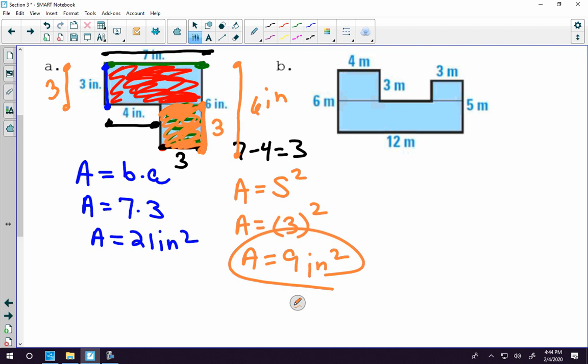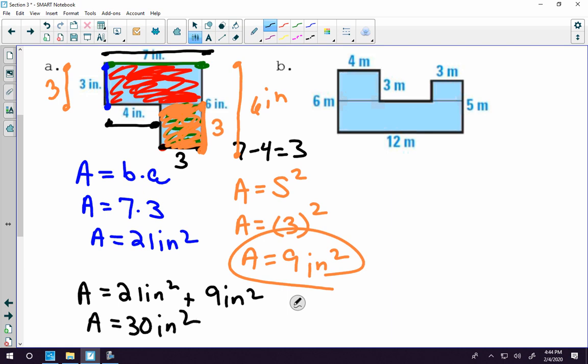Okay? Now, to get the composite area, we're going to take the area of the rectangle, which I have in blue, 21 square inches, and add it to the area of the square in orange, 9 square inches. So for a total composite area of 30 square inches is what we have here. I'll leave B there if you want to mess around with that one and see if you can come up with the total composite area. But there's our example on finding the composite area here.